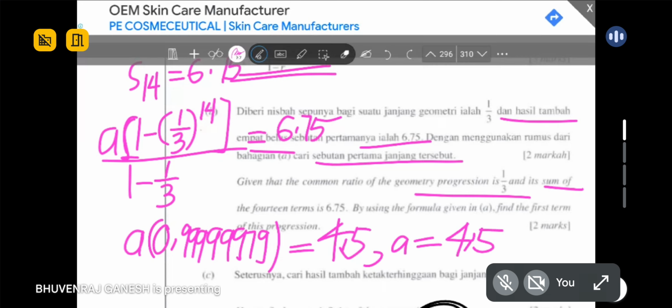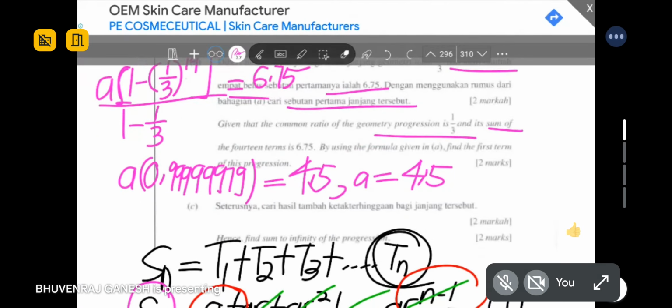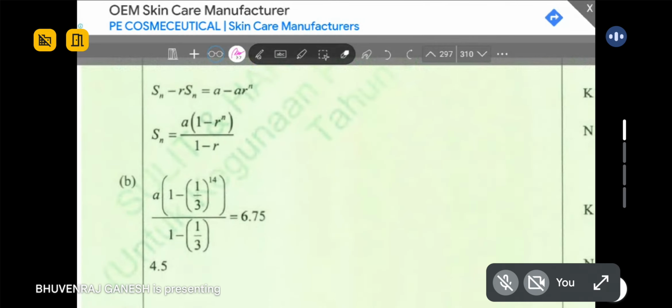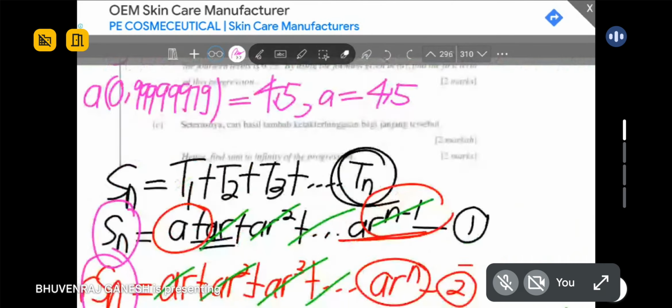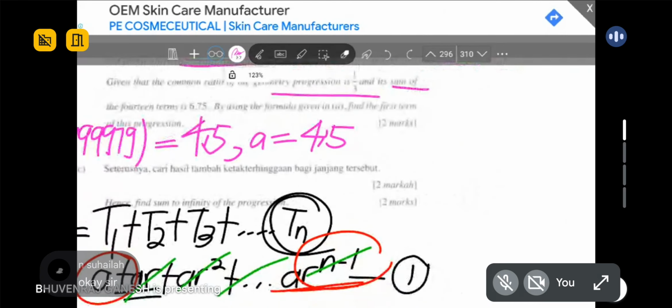4.5. Okay? Are you clear, guys? How to get the answer? So this is your answer. Okay? So final answer 4.5. Continue. Okay, so now they ask you to find the sum of infinity.